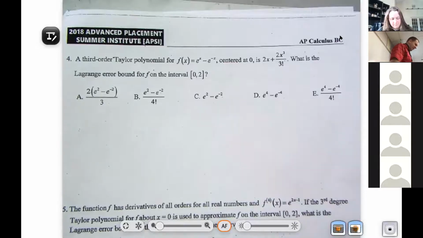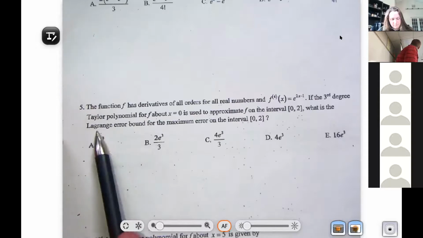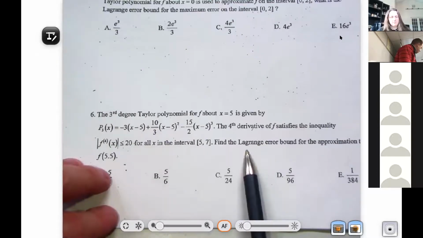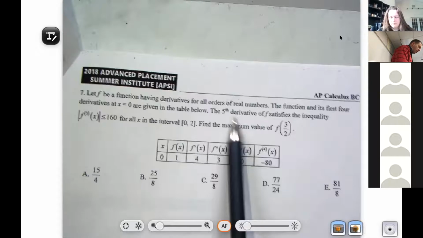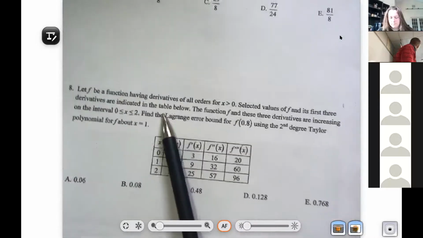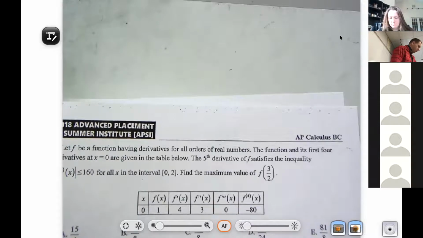I'm looking at the 5 examples I picked out. They say Lagrange here, Lagrange in the next one, Lagrange here on 6. I'm curious if they say it on all of them. They don't on this one, and they do on this one. So I guess we'll get into that.